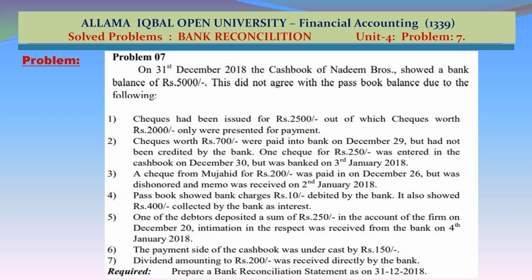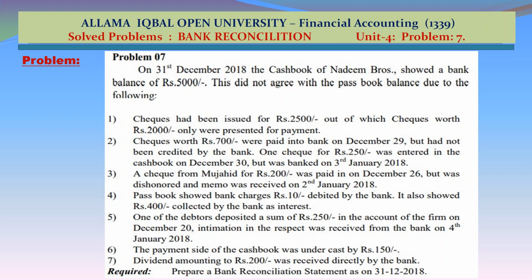1. Checks had been issued for rupees 2,500, out of which checks worth 2,000 rupees only were presented for payment. 2. Checks worth 700 were paid into bank on December 29, but had not been credited by the bank. One check of rupees 250 was entered in the cash book on December 30, but was banked on 3rd January.